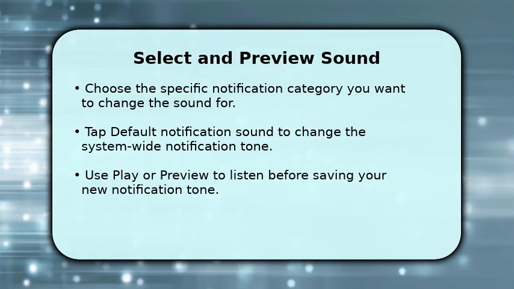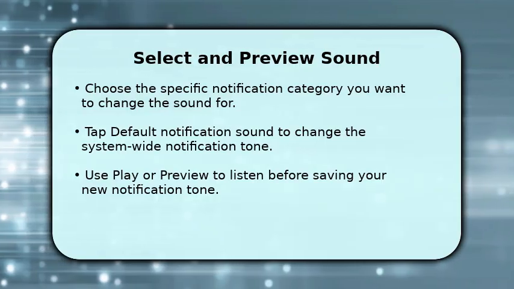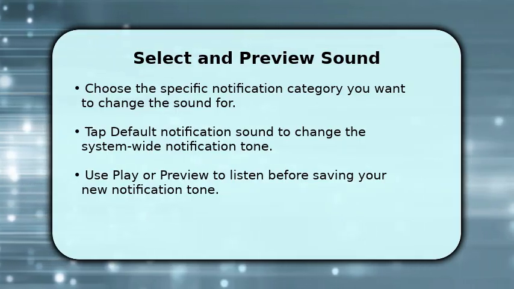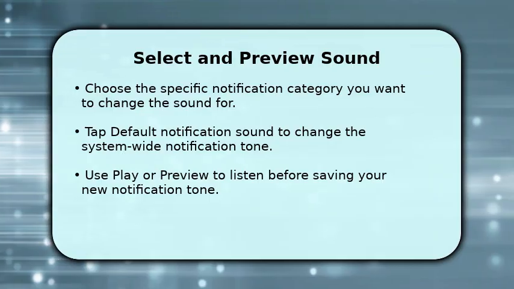Tap Default Notification Sound to change the system-wide notification tone. Scroll through the list and tap each tone to preview it. Use Play or Preview to listen before saving your new notification tone.